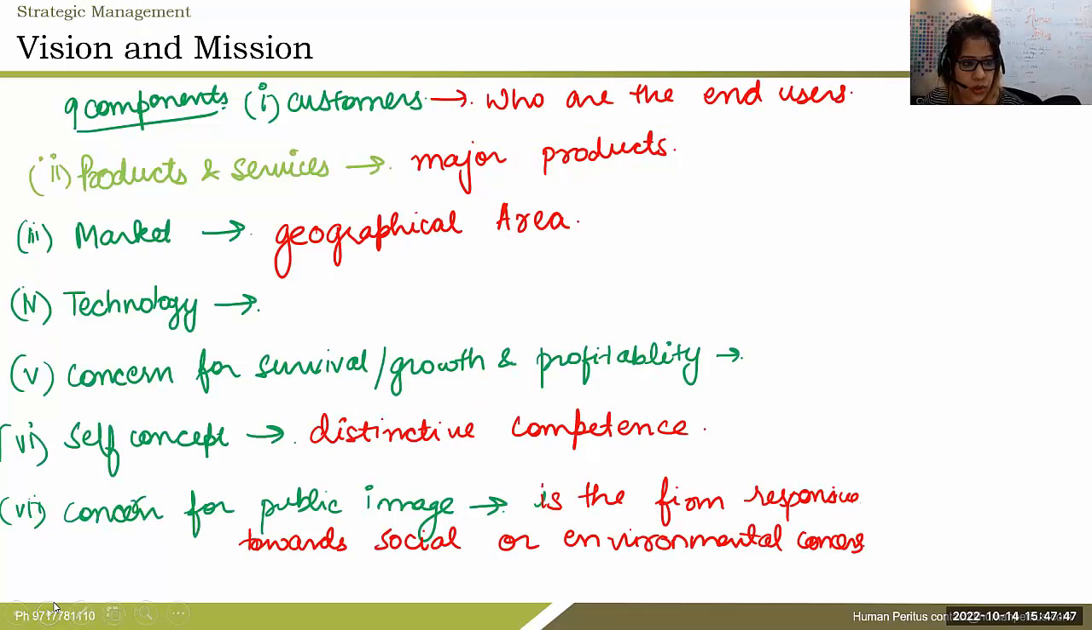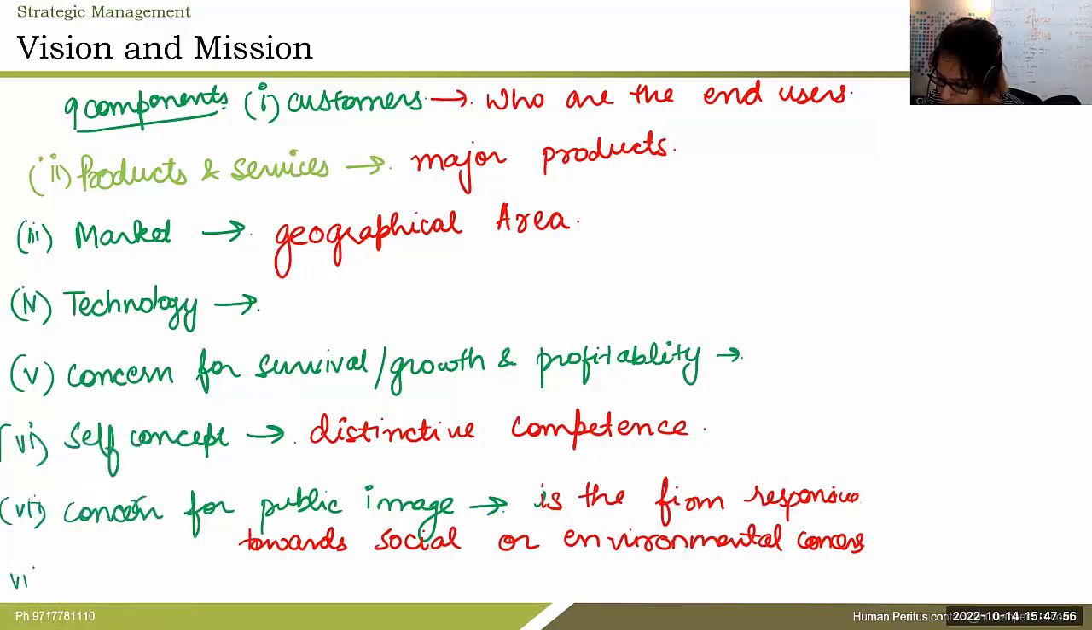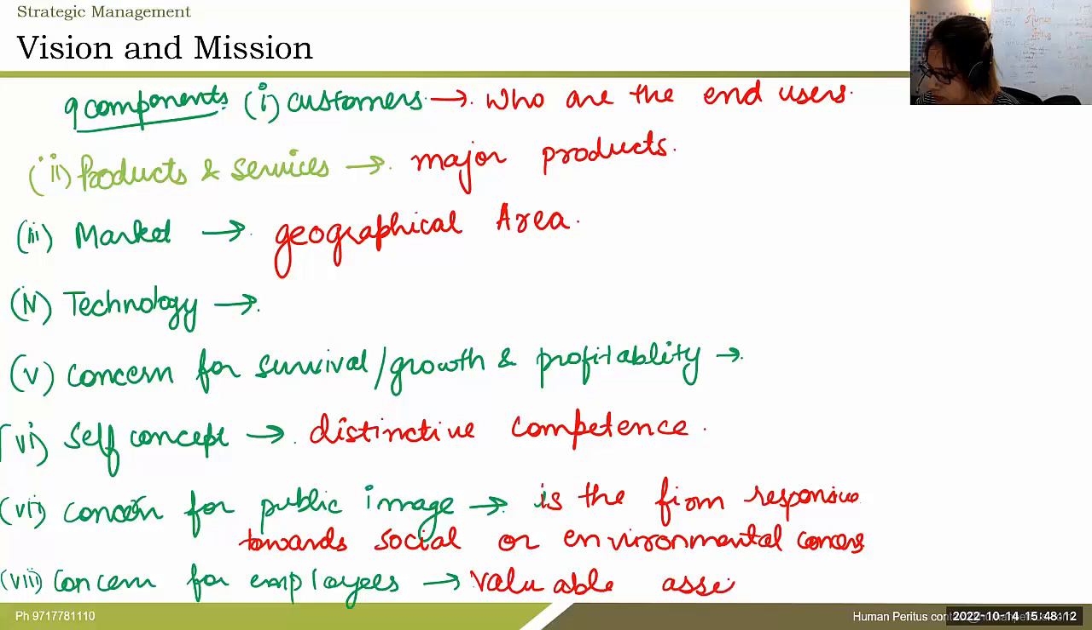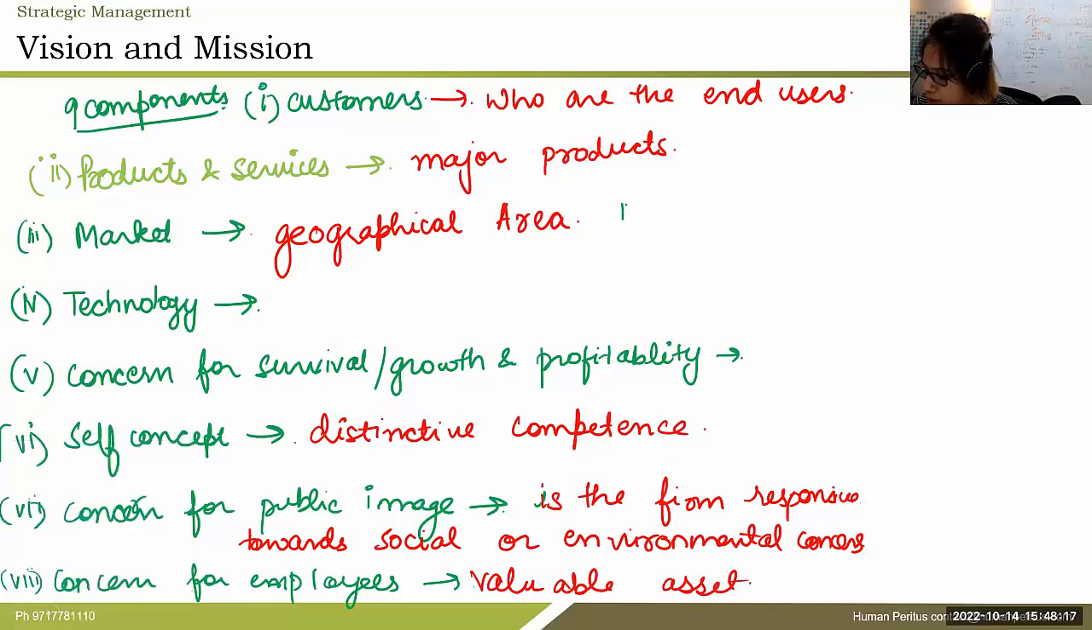First, second, third, fourth, fifth, sixth, seventh. The eighth one is concern for employees. That means, are you treating your employees as a valuable asset? And the ninth one is philosophy.